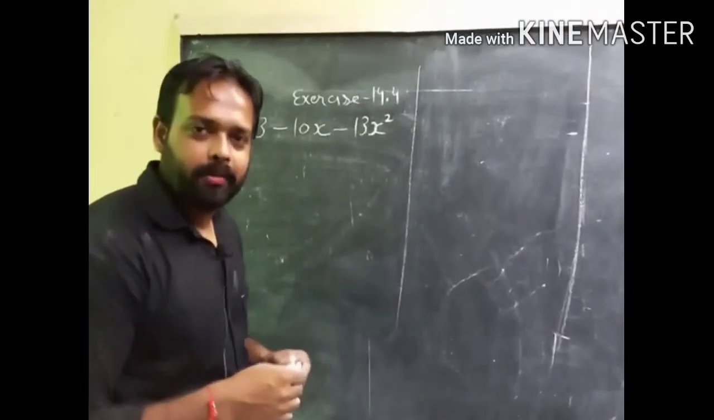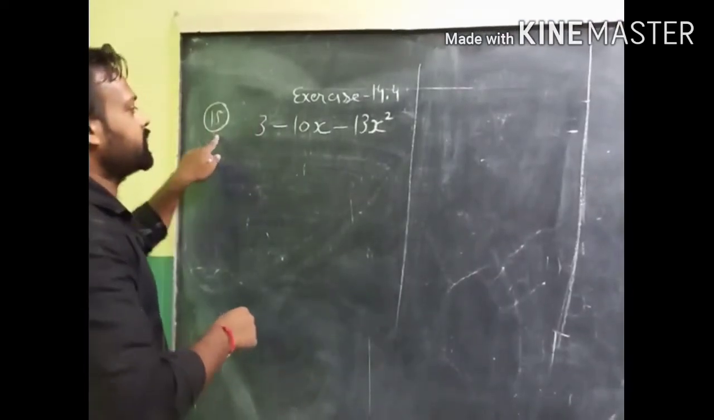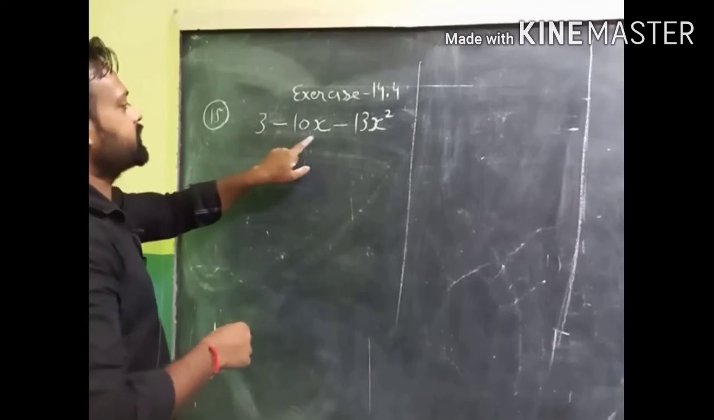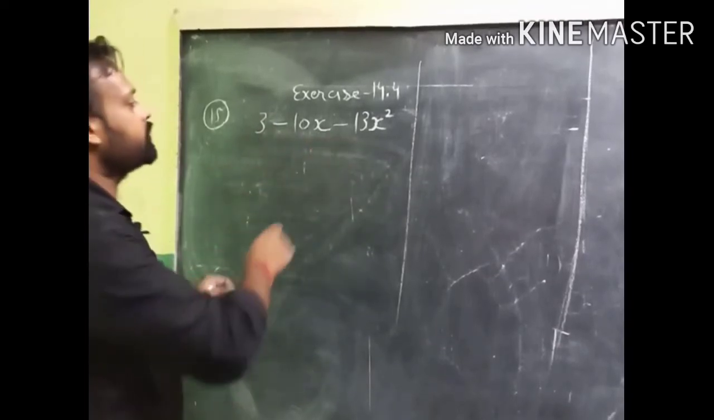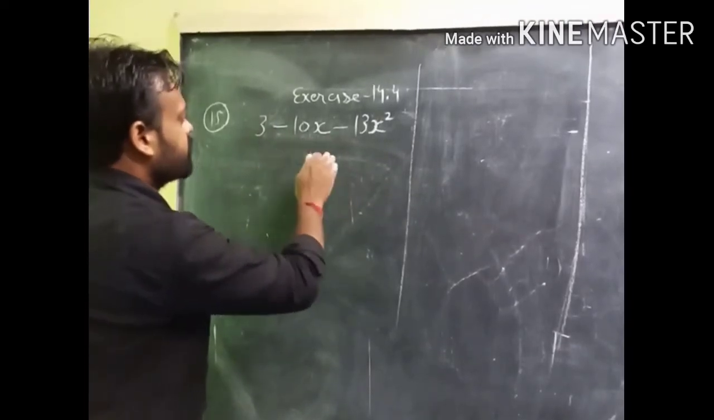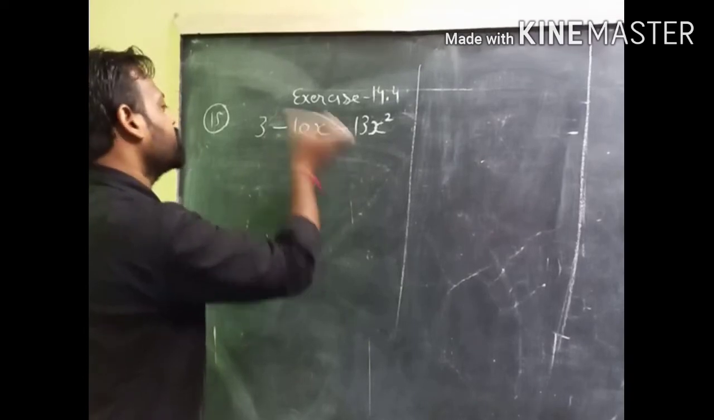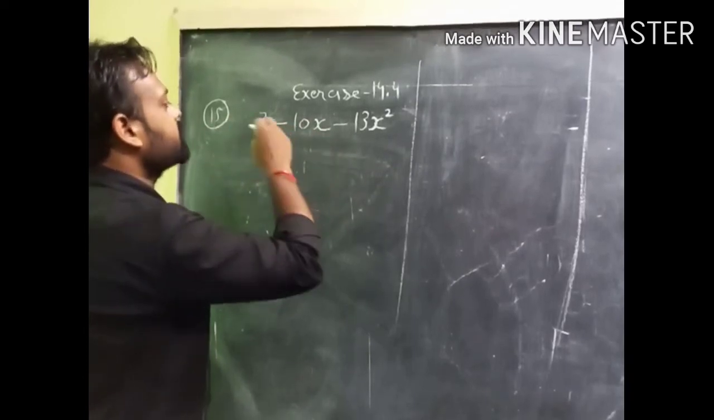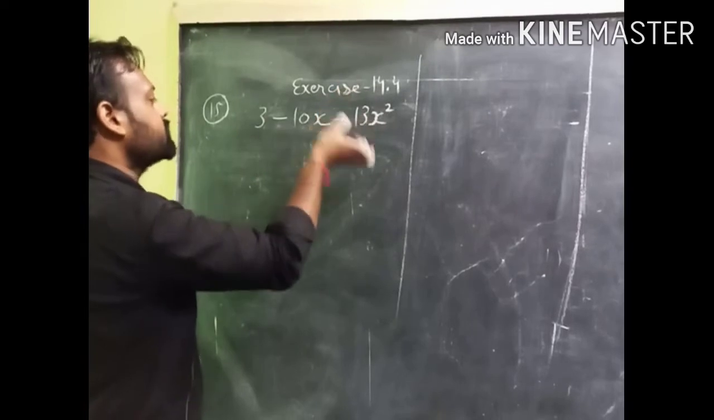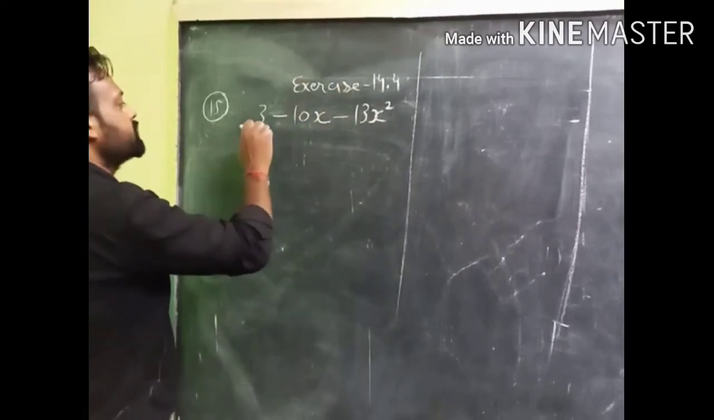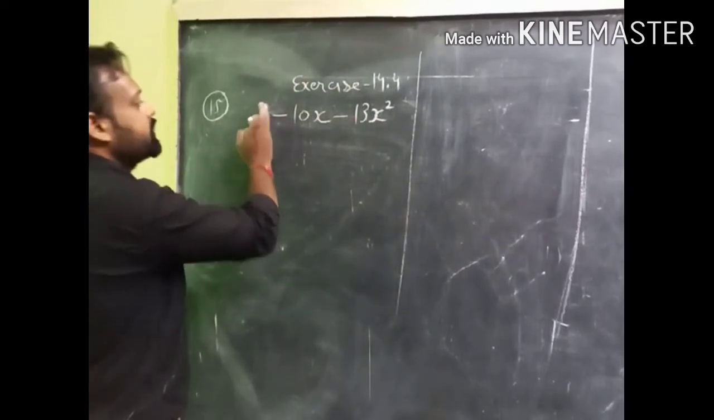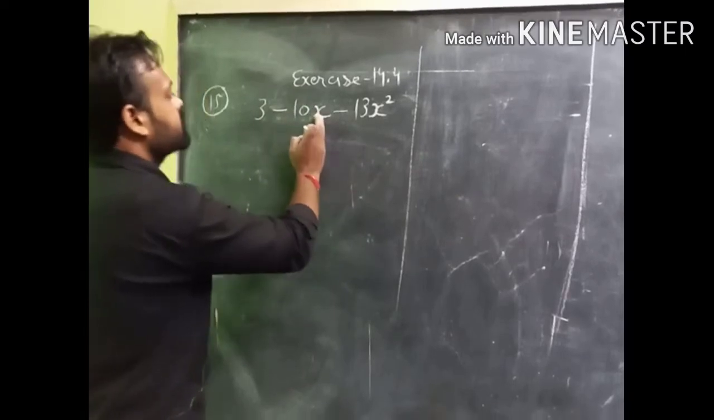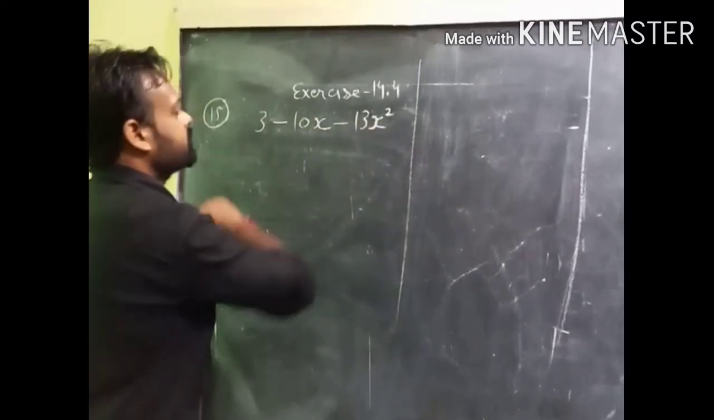Okay students, now I am going to solve the 15th part. You can see here it is 3 minus 10x minus 13x square. Now you can see the condition is different from the previous sums, but you can take this sum as it is, because in the previous cases the x square term was first, then the coefficient of x, and then there was a constant value.